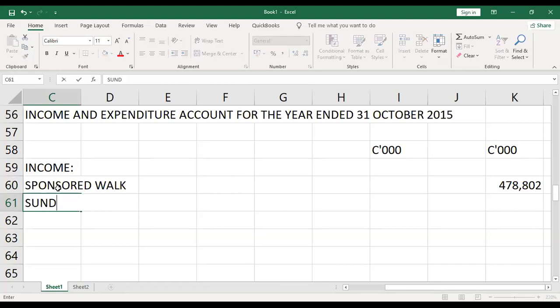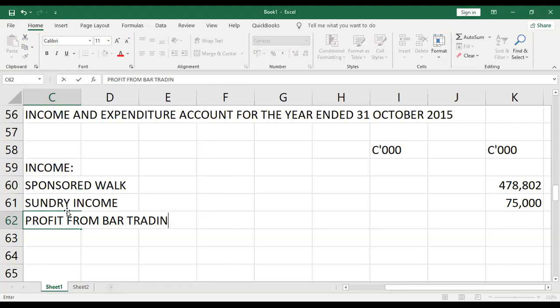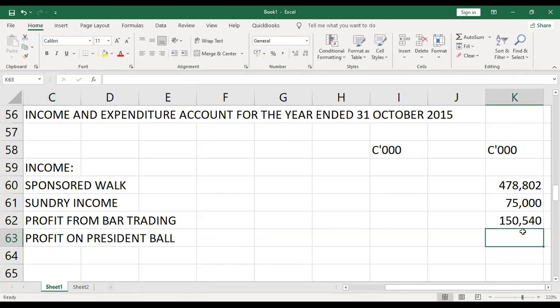We have sundry income, 75,000. Then the profits we had from the bar trading. Remember from the bar account we did, we'll bring them here. 150,540. Then profits on President's Ball. We had 262. These last two figures are from the first two solutions we did.